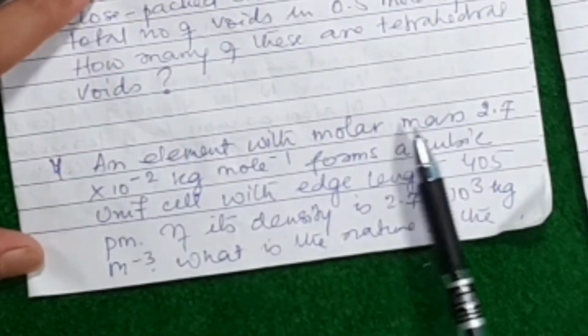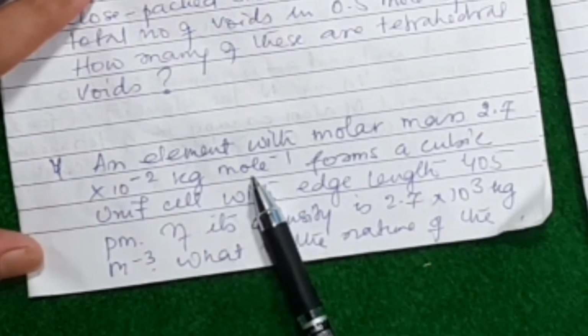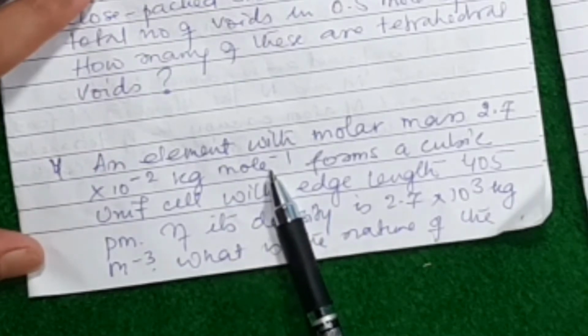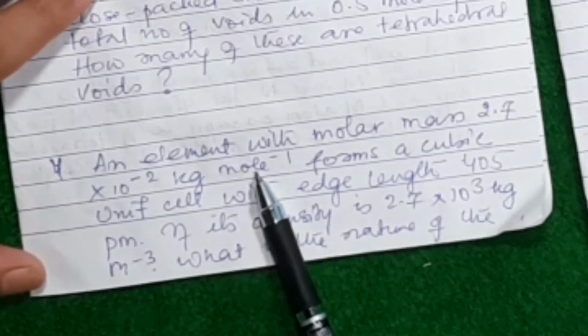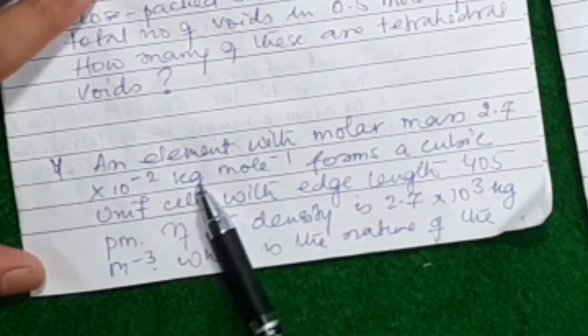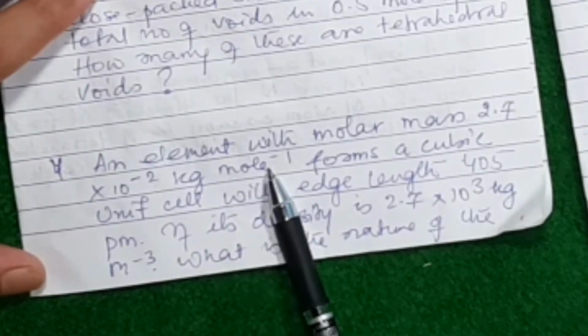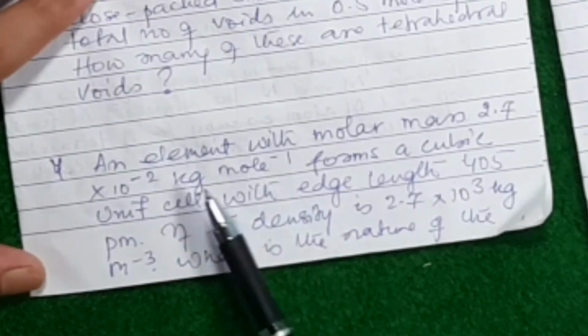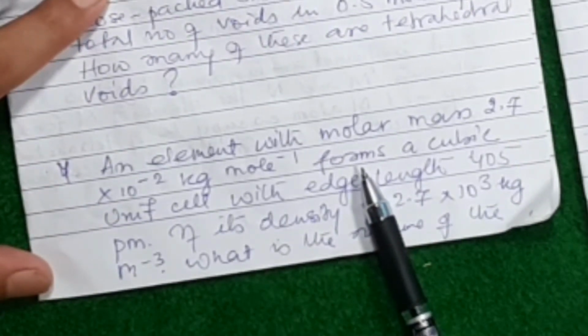An element with molar mass 2.7 into 10 to the power minus 2 kg per mole. So what is given to us is the mass of 1 mole, because it's per mole. Mass of 1 mole we usually write in grams, because molecular mass taken in grams is 1 mole, but it's given in kg. So we can easily convert this kg into gram. So we'll have the mass of 1 mole of this element in grams, which is molecular mass taken in grams. That much you know from whatever you did in class 11.